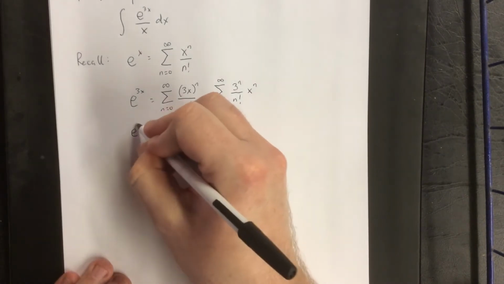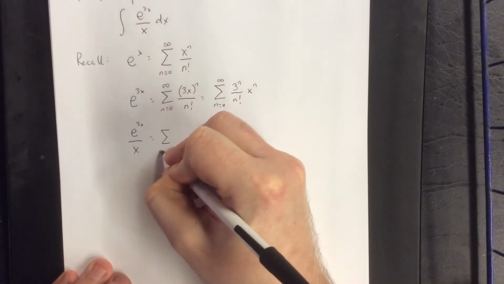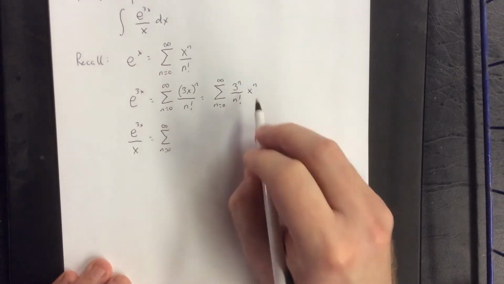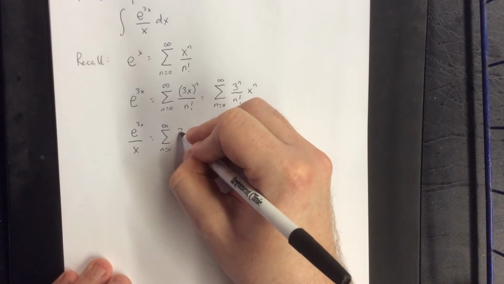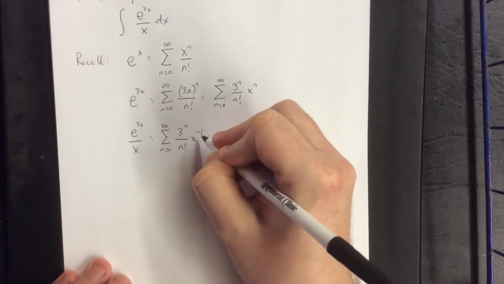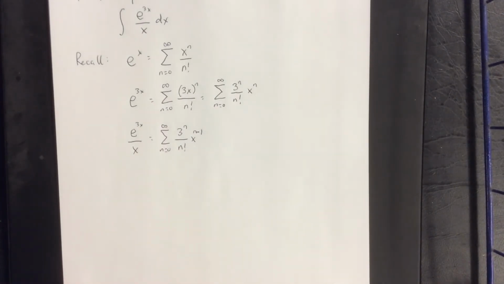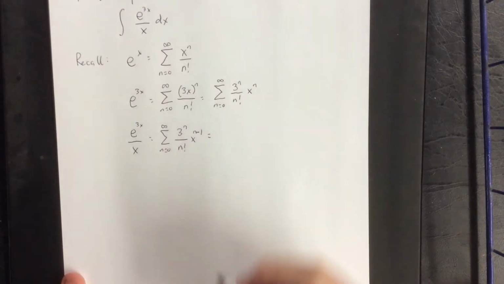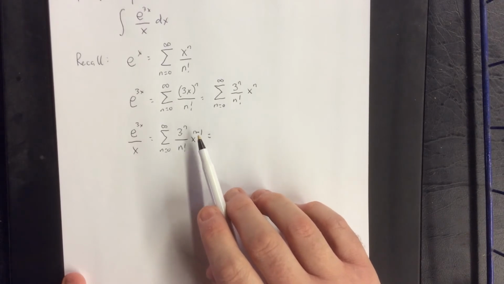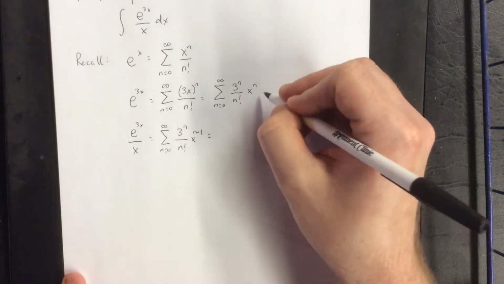Next, I'm going to divide through by x. Now, all that that's going to do is reduce the power of x by 1. So we'll get an x to the n minus 1. Now, to be clear though, that means that the first term in our series is no longer going to be a positive power of x. The first term in our series is going to be, well, actually it might make more sense if we started back here.